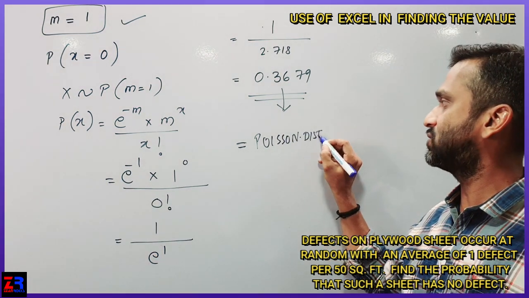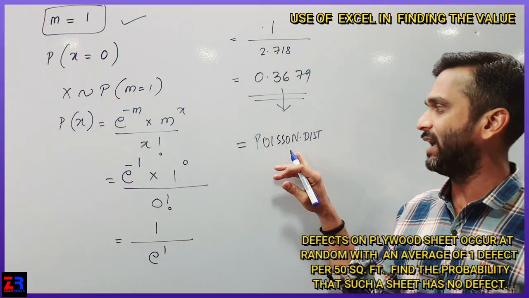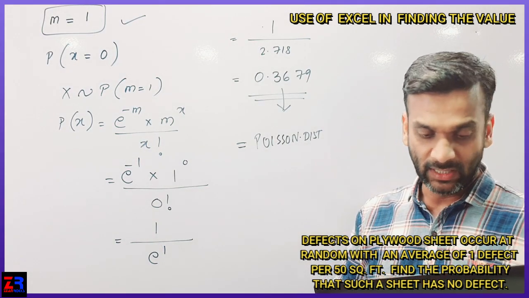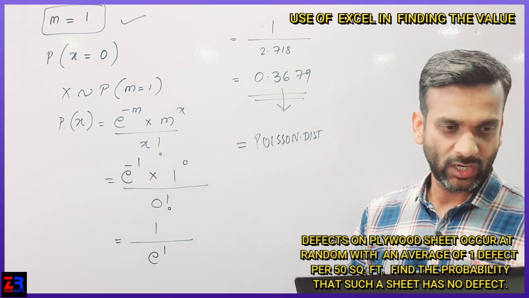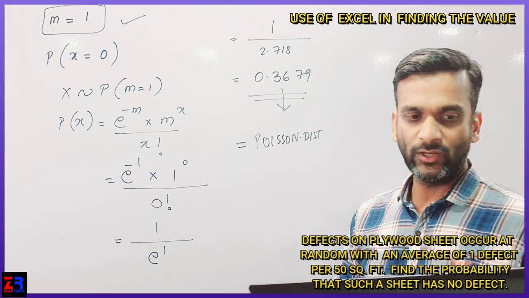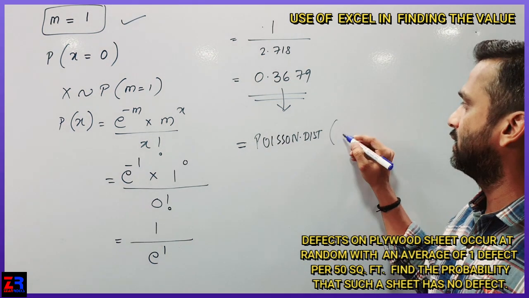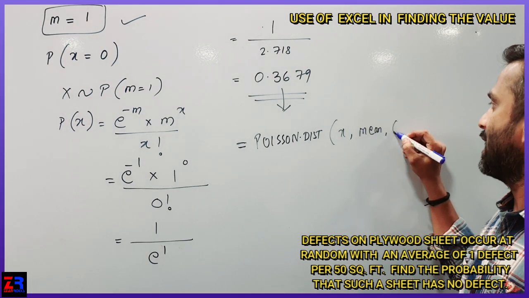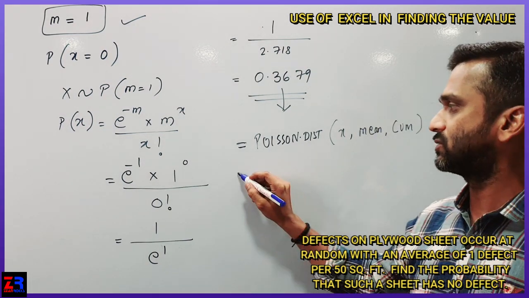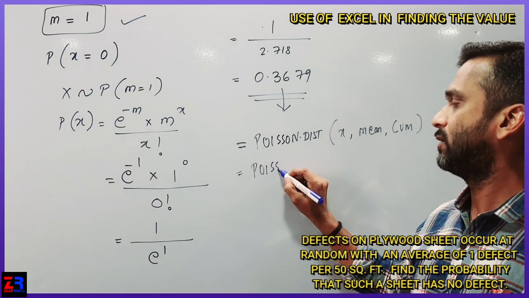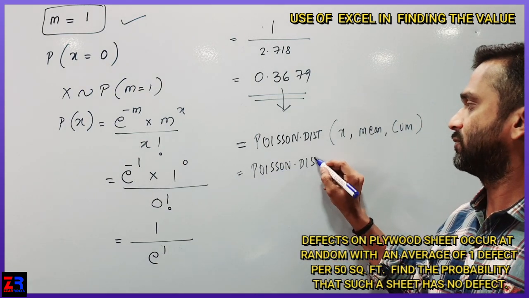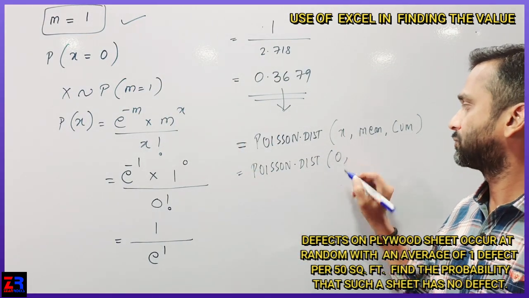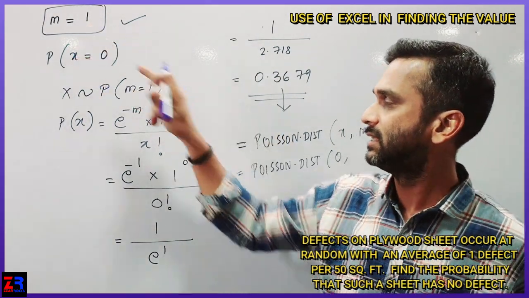dot dist. When you type equal to and poi, the formula will automatically appear. You have to double click on that. When you double click, there will be 3 options: x, mean and cumulative. So for the Poisson distribution, what is the value of x? It is 0. What is the value of mean? Mean is 1.